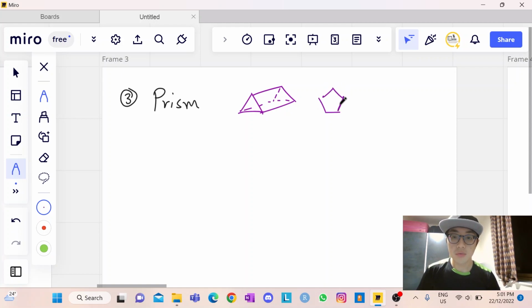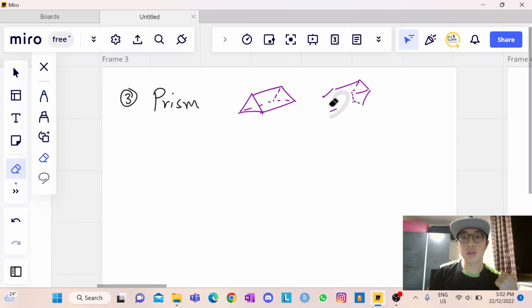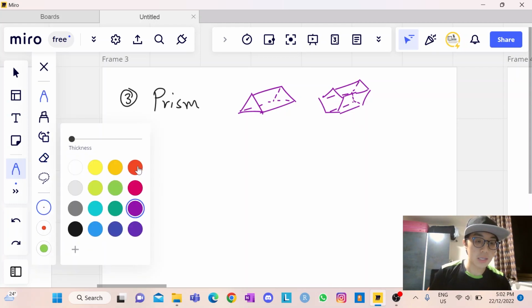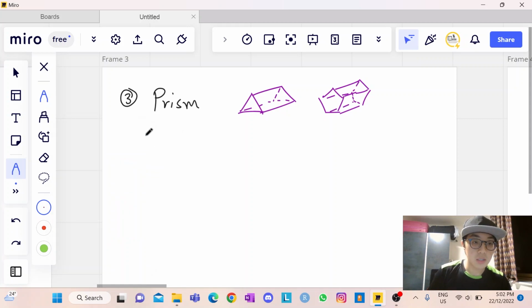Or you can have a pentagon prism. It can happen too. Something like this with a dotted line, as long as both ends are the same. In this case, we're just going to look at this one. Let's name it the equilateral triangle prism, just to make it easy to show.